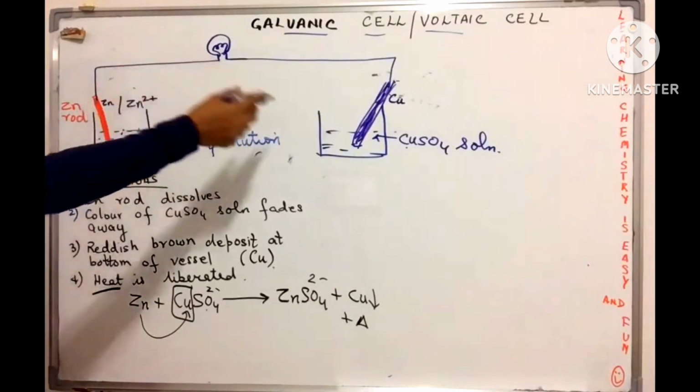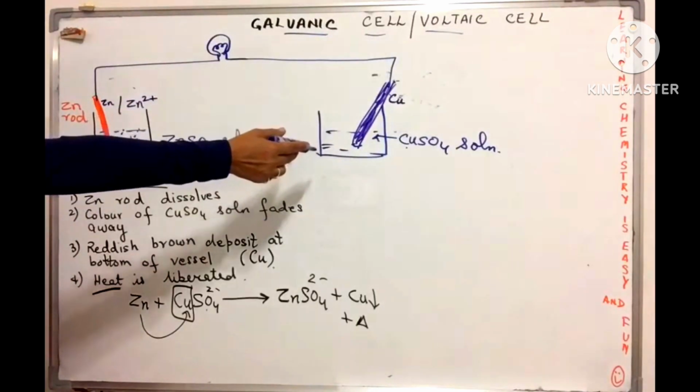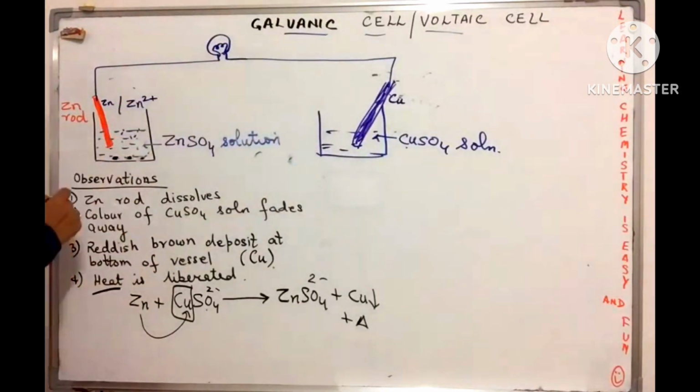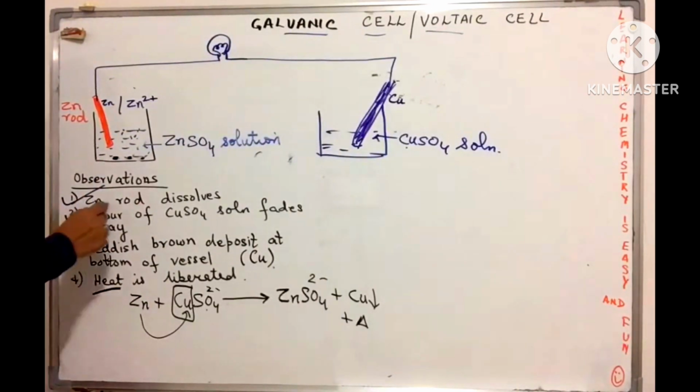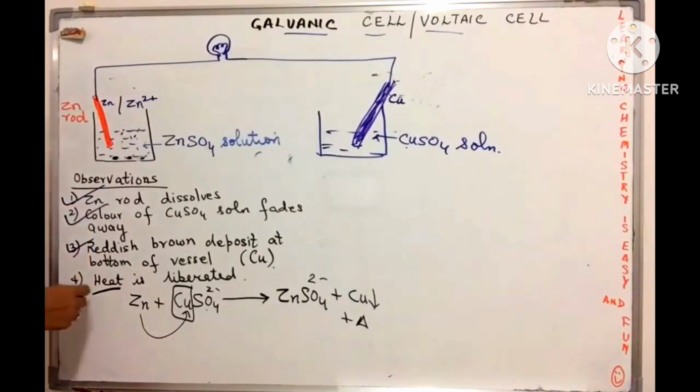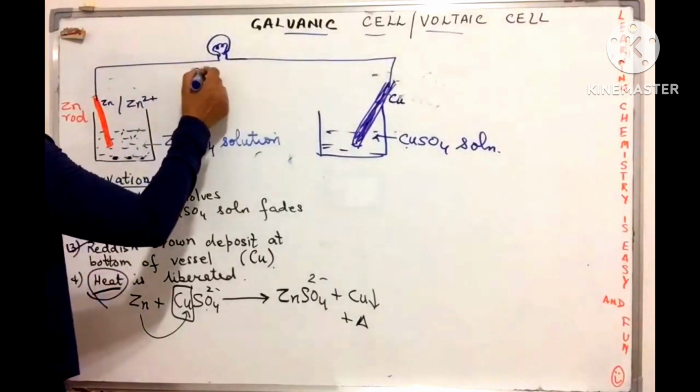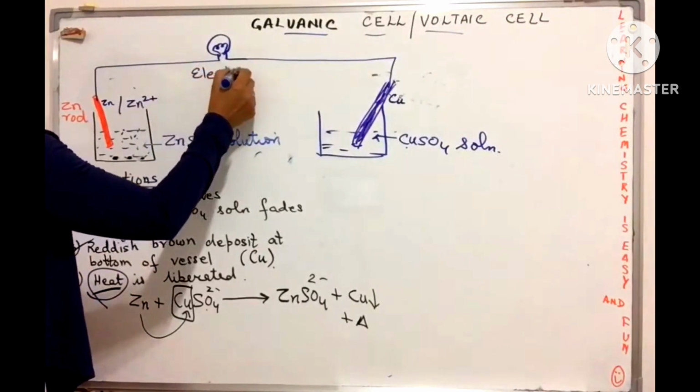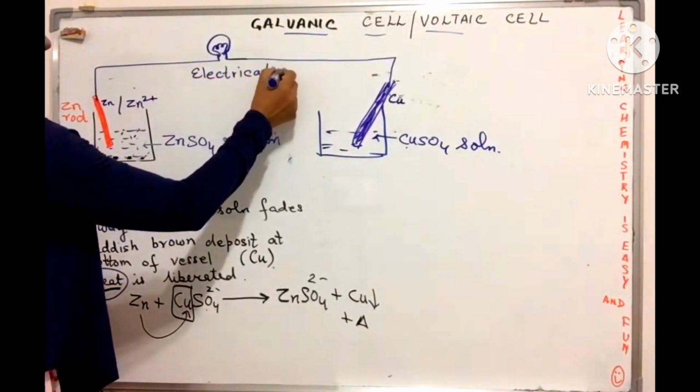Yes, the solution loses its color here as well. Zinc rod dissolves, absolutely. Color of copper sulfate solution starts fading away, correct. Reddish brown flakes of copper deposit at the bottom of the vessel, yes. Heat is liberated, no. What is happening over here is, we are converting that chemical energy to electrical energy.